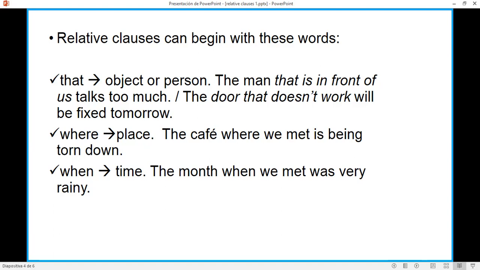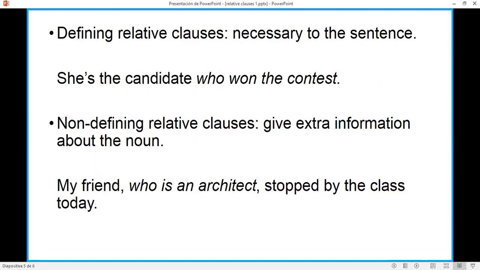When, that it's about the time. The month when we met was very rainy. Okay? So this is about when you want to give extra information. Okay? We have defining clauses and non-defining relative clauses, okay?